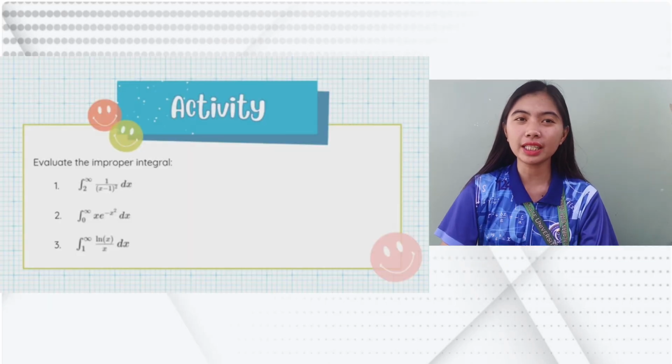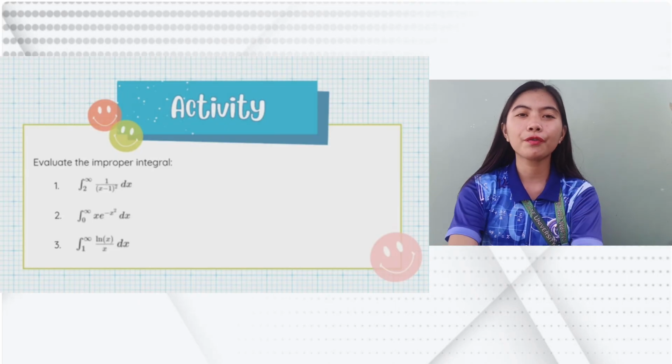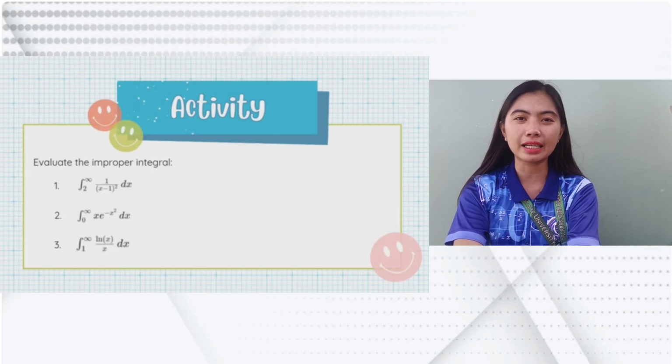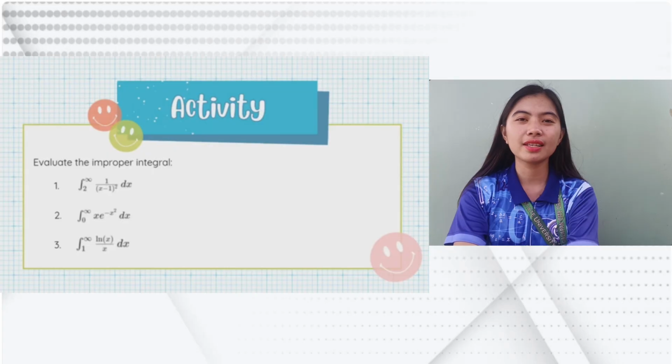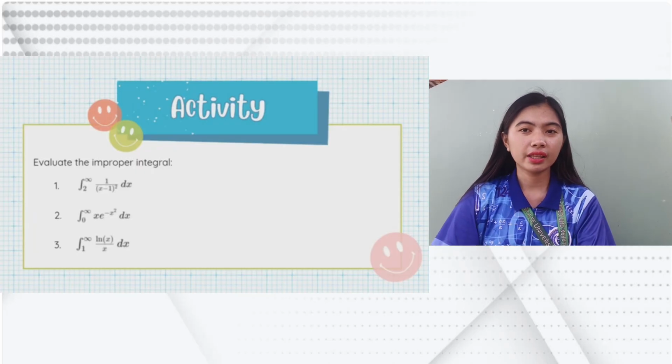This is your activity to be submitted in our next meeting. Evaluate the improper integral. The first equation is the integral from 2 up to infinity of 1 over x minus 1 squared dx. Second, the integral from 0 up to infinity of x raised to negative x squared dx. And the last equation is the integral from 1 up to infinity of ln x over x dx.